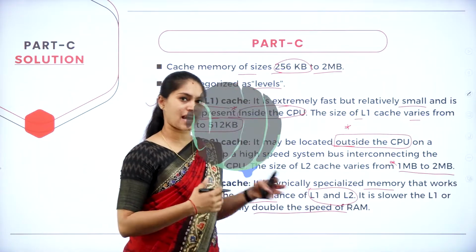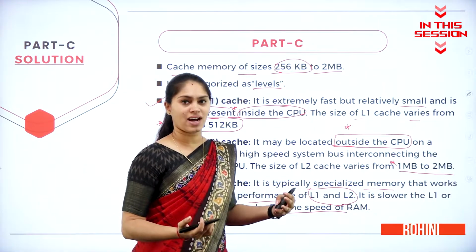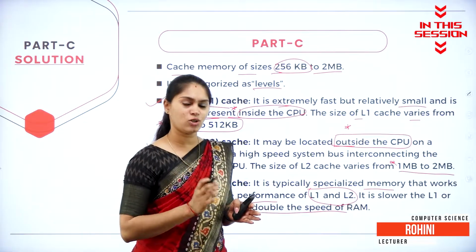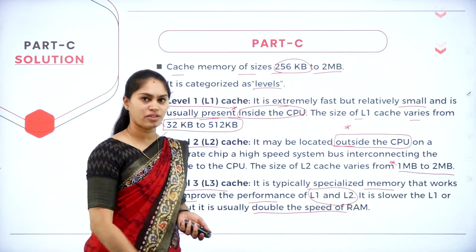If you are comparing this cache memory with the RAM, then cache memory will be faster than the RAM. But when the L3 is compared with the L1 and L2, then it will be small or it will be low in the speed of processing.